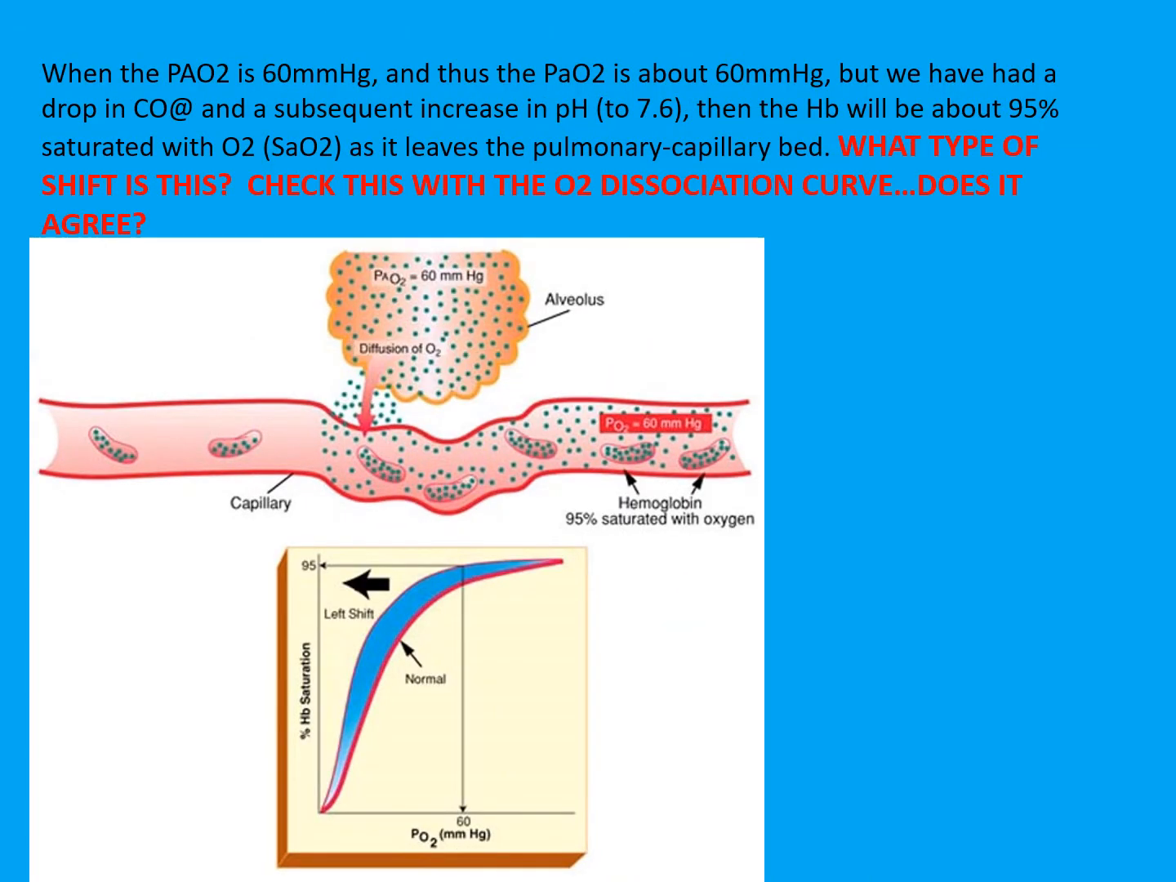All right, we have a new patient. Their PAO2 is 60, their PaO2 is 60, and we have a drop in their cardiac output and subsequent increase in their pH, and their hemoglobin is 95% saturated as it leaves the pulmonary capillary bed. So is this a normal relationship? So let's check it. PO2, saturation.